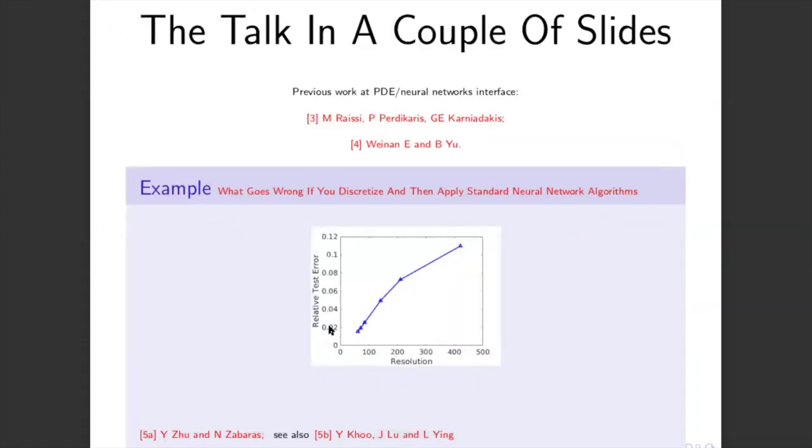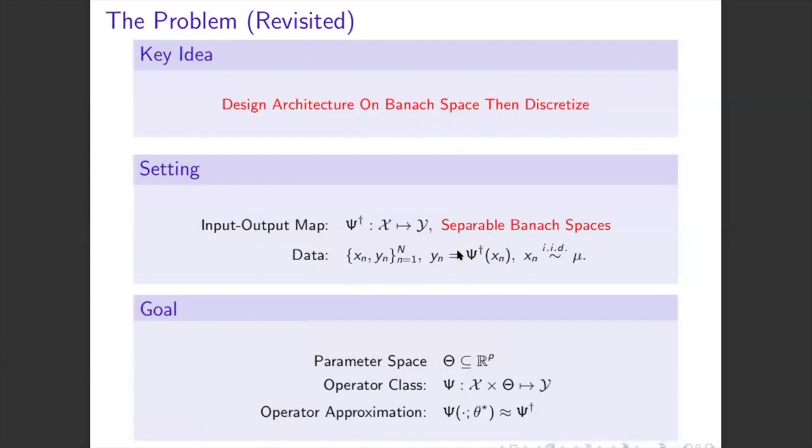What you see in this graph here is a result of doing things in the opposite order. The algorithm is developed by first discretizing and then coming up with an algorithm. And if you do that, when you apply that idea at different levels of discretization, the error grows, right? So it's a very simple idea, and it's prevalent in many areas of science and engineering, this idea that algorithms should be conceived on Banach space before discretization. That's a powerful idea, widely used.